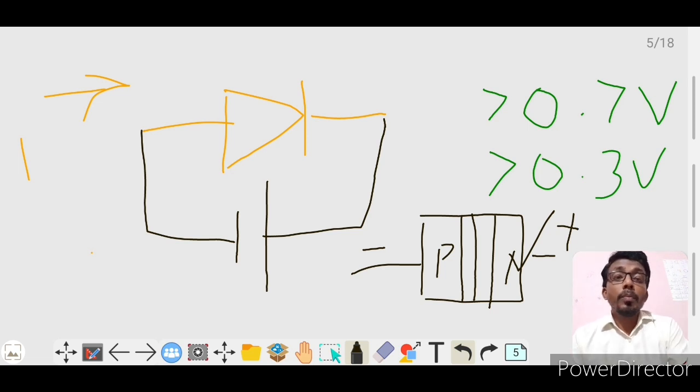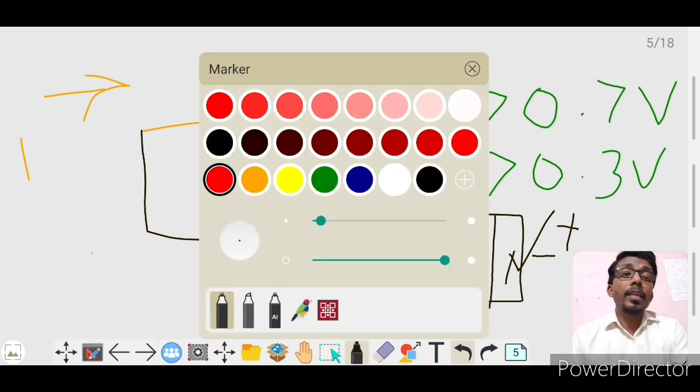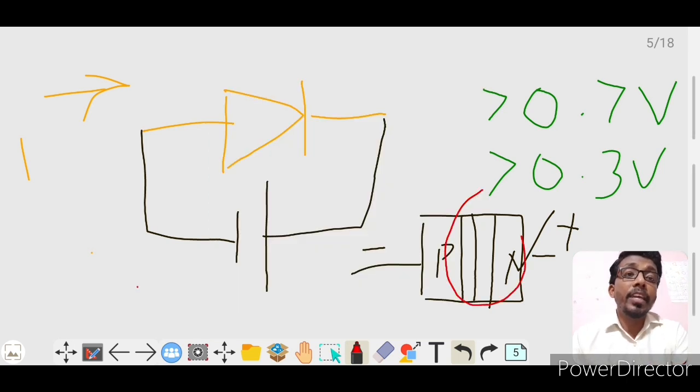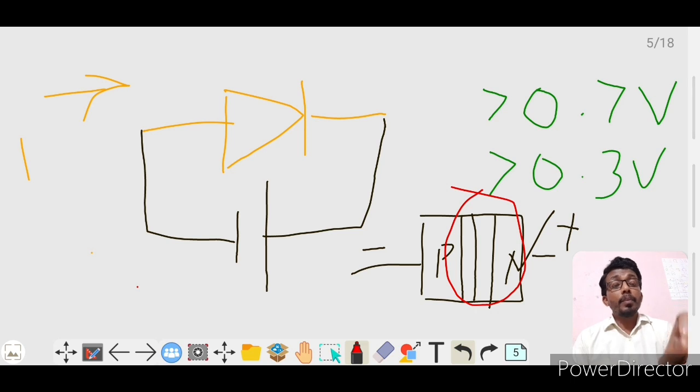Due to this, my depletion layer is getting increased. This particular depletion layer, where we are not having any charges, gets increased, and as it increases, there is hardly any chance for majority charge carriers to overcome this depletion layer or potential barrier, because this depletion layer is creating a potential barrier across P and N. So it is very difficult for the majority charge carriers to cross this potential barrier. Hence, our diode will not conduct.